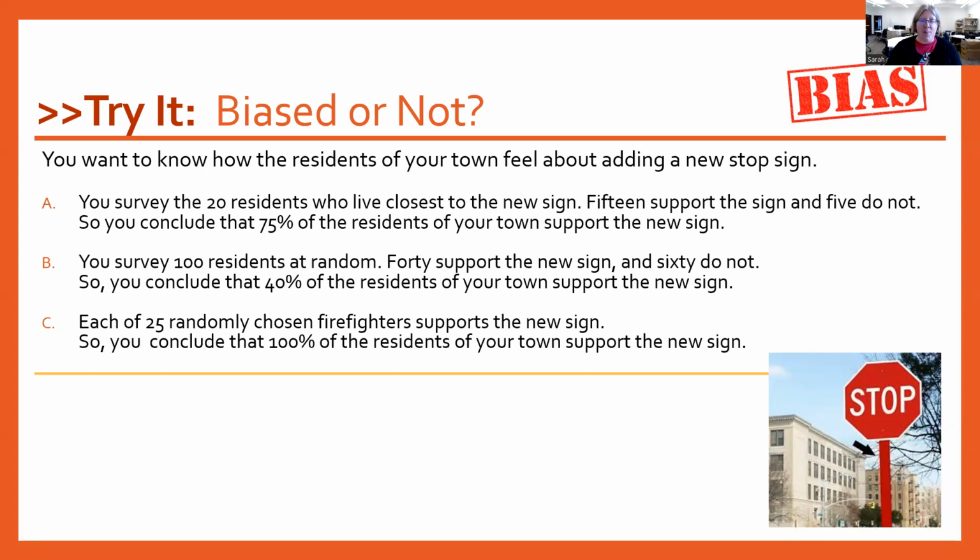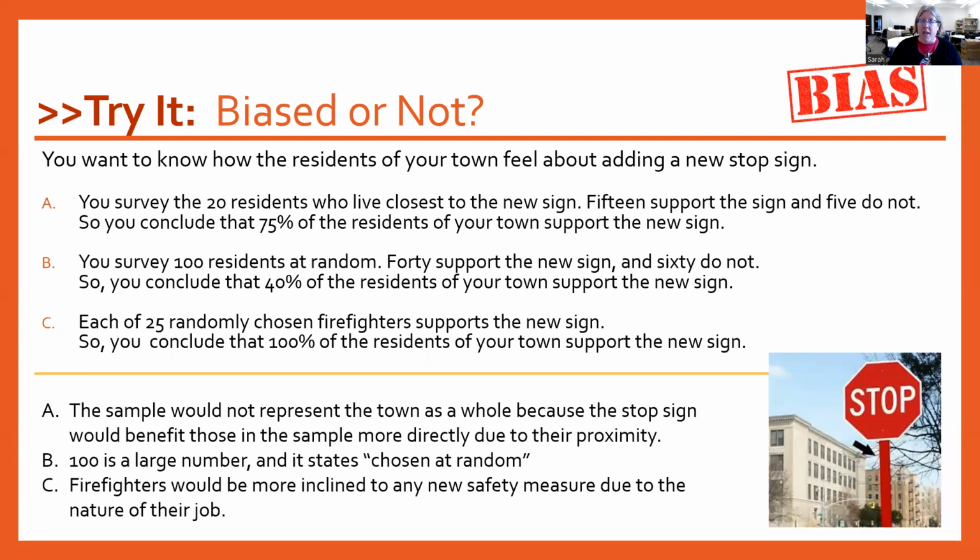All right, so let's go through these and decide which is the best strategy. This first one is a smaller sample size, so it is only 20. And I'm surveying all the people who would be right around where that proposed new sign is going to be. So they're probably going to have a lot stronger opinions because that sign directly impacts them because it's so close by. So that seems a little bit on the sketchy side. Option B, 100 residents is a pretty large number, so that's a good point. And it states that we're going to choose them at random. So those seem like some good characteristics to have.